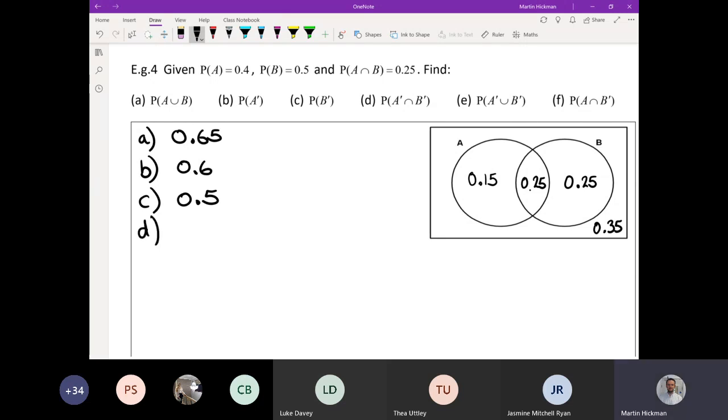Again, I'll put this one to chat. What's the probability then of not A and not B? I'm going to ask you to do D now. What's the probability of it not being A and not being B? Excellent, I can see a lot of 0.35s. So that is just if it's not A and it's not B, the only place that we can look at is just that 0.35 on the outside. So fantastic.